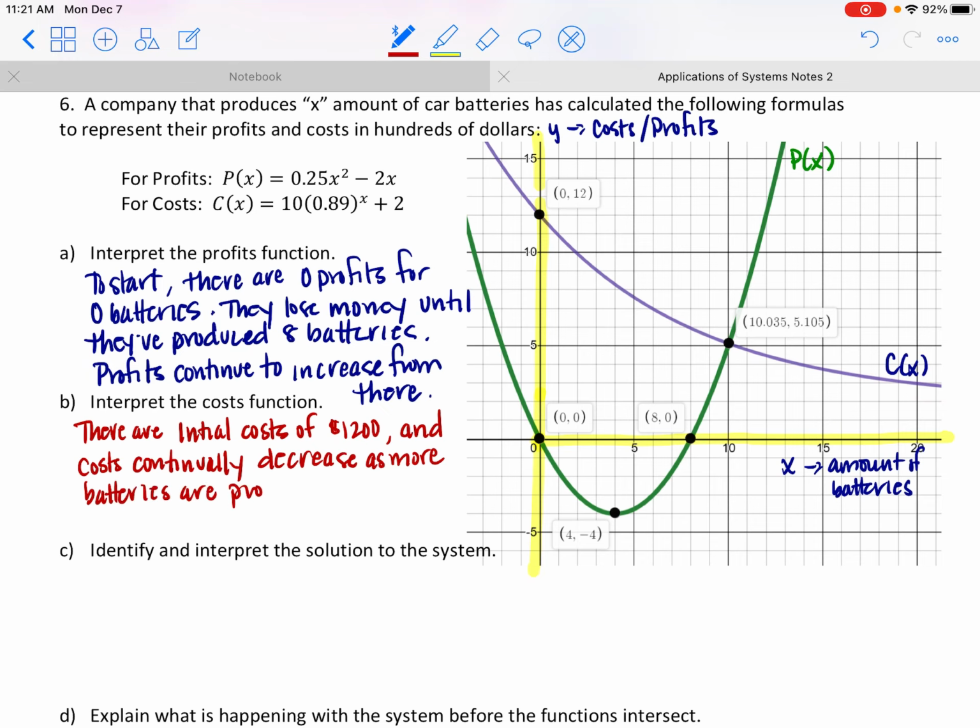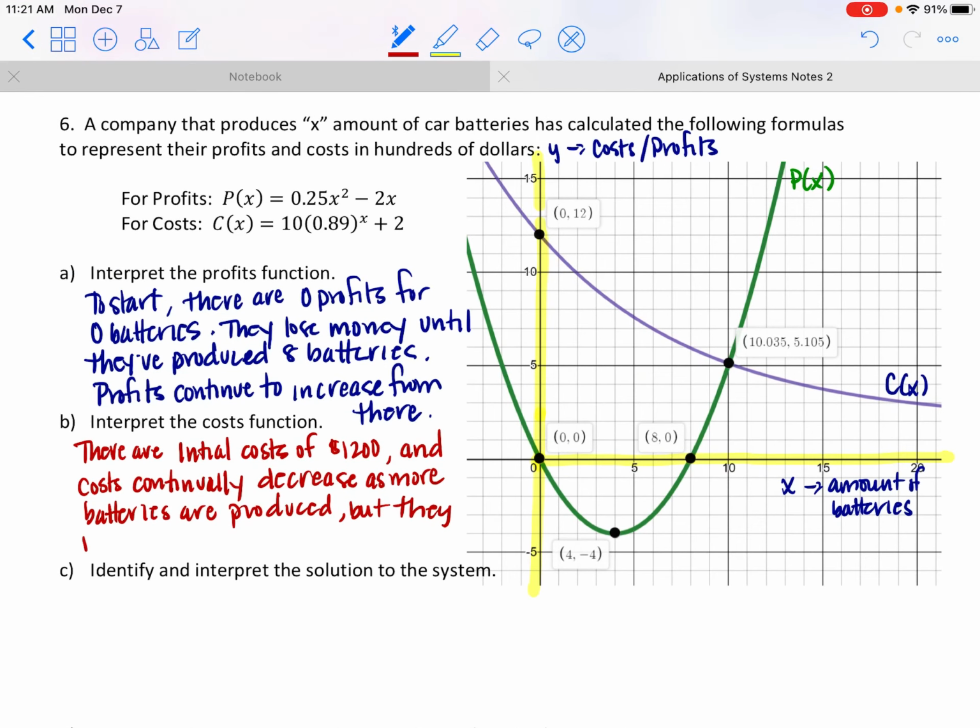But the cost never zeroes out. In fact, it never dips below 2. We know there's going to be an asymptote at 2. And so the costs do continually decrease as more batteries are produced. But they never go below 2, which is 200 in this case. That function is restricting them there because their situation is restricted to that.